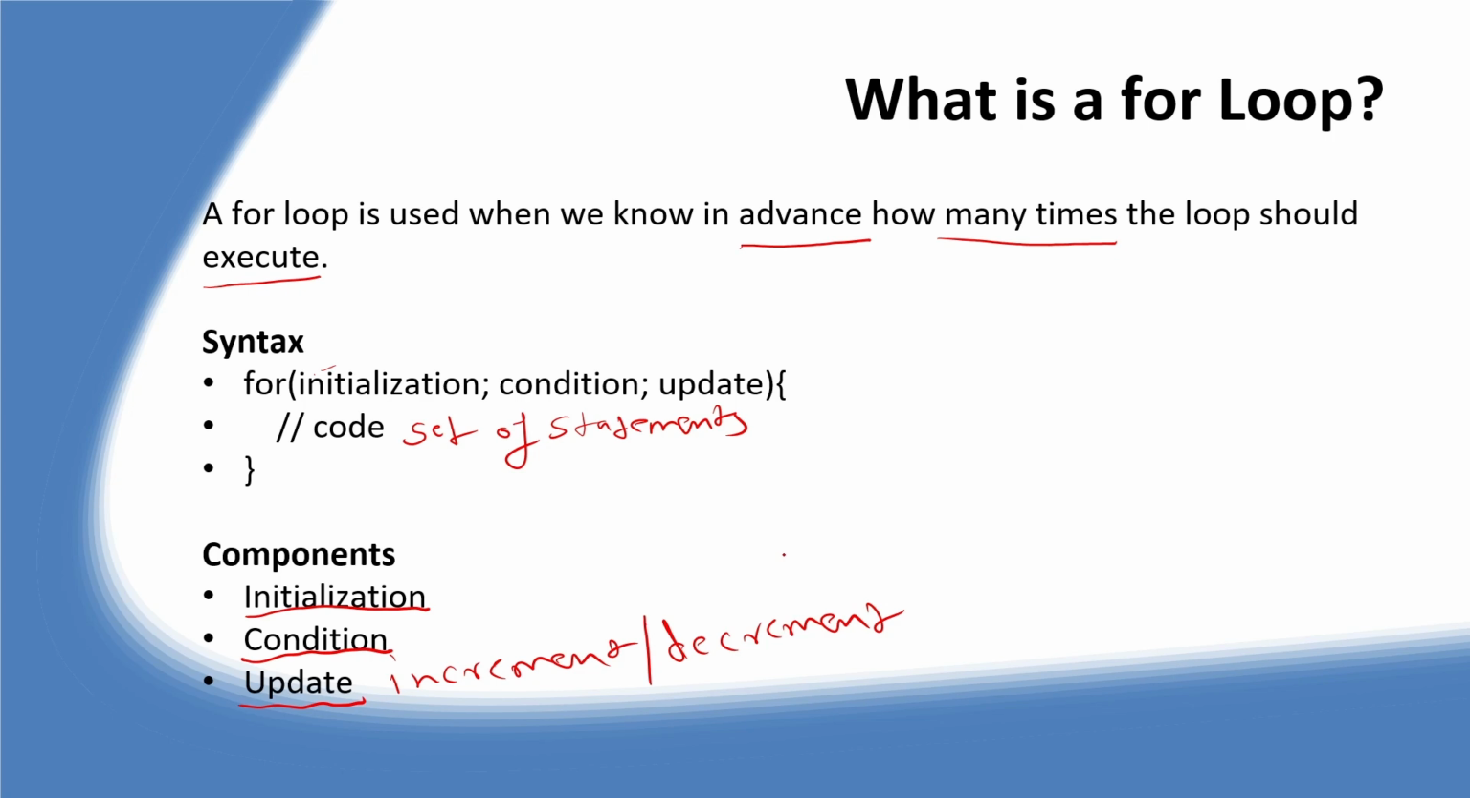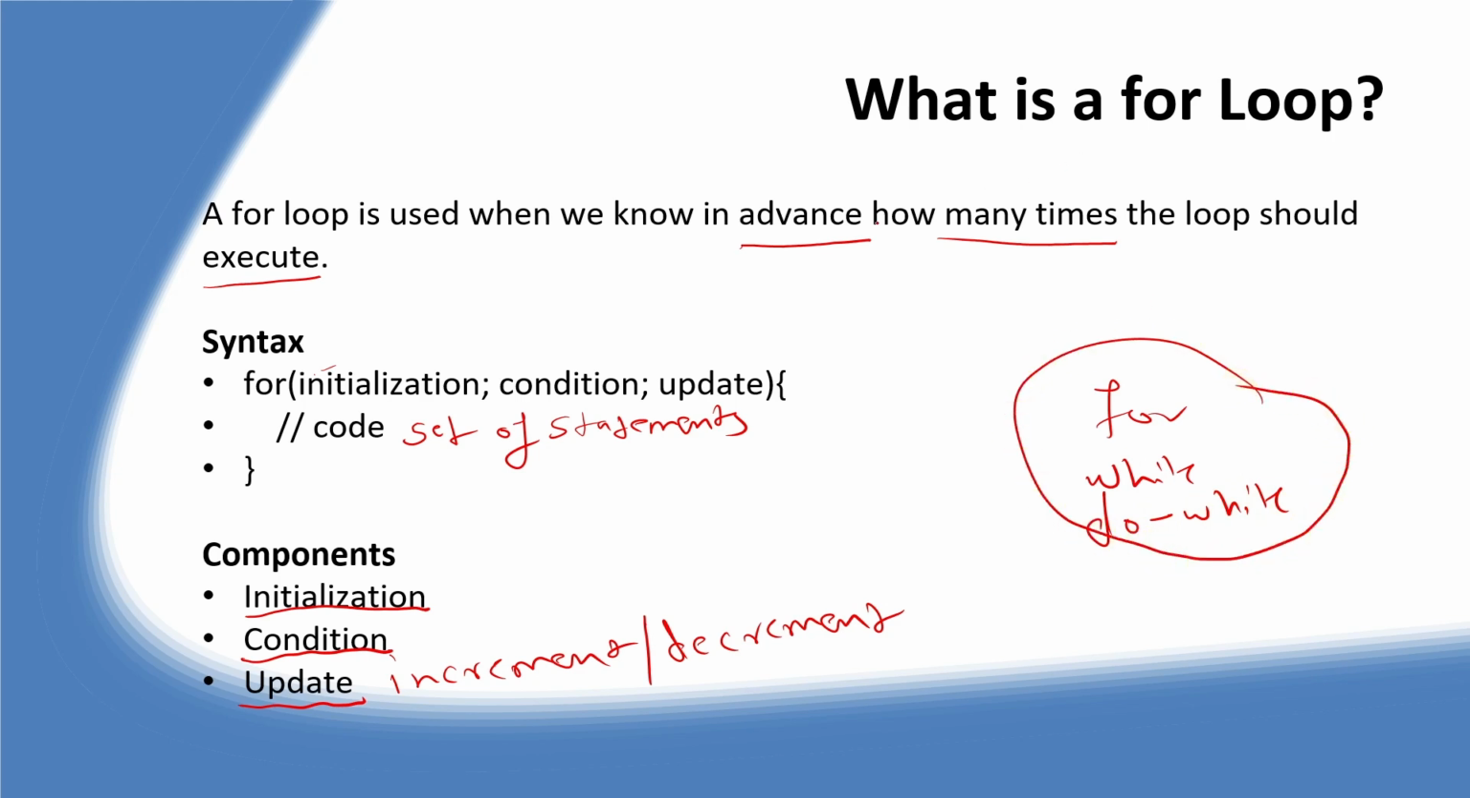These three components will be there in each loop, whether it is a for loop, while loop, or do while loop. In all three loops, we'll have these three components: initialization, condition, and update, or increment or decrement. Only the place will change, but all three loops will have these three components. Let's move forward and understand what these three components are and what they are used for.